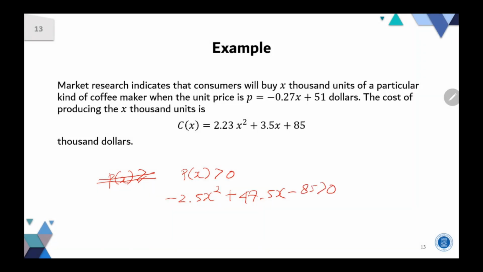Okay, do you know how to solve this kind of inequality? Yeah, you can try to think of it. Yeah, this is what you have learned in high school. Okay, try to solve this. Yeah, and then you will get the value of x where this profit function is greater than 0. Yeah, okay, try to think and try to solve.